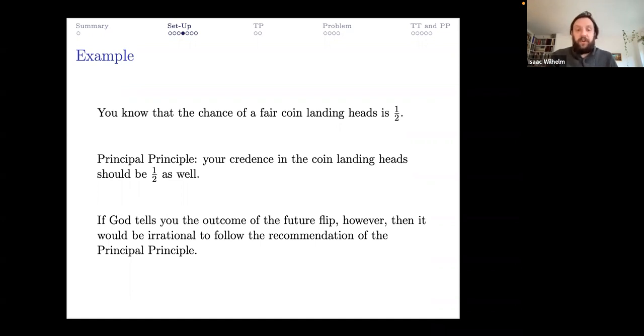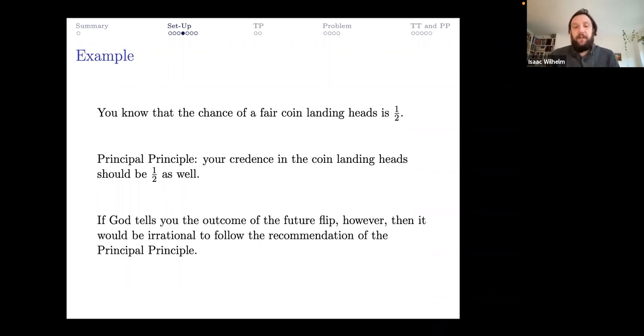Suppose you learn by some source that is clearly infallible to you, or something like that, that in fact the coin is going to land tails. So now that proposition, the coin lands tails, is part of your evidence. Because that proposition is part of your evidence, the principal principle is no longer a good guide to what the rational credence is in the proposition the coin lands heads. So that proposition, the coin lands tails, is rendering the principal principle kind of inapplicable, or a crummy principle for the rational facts of the matter.